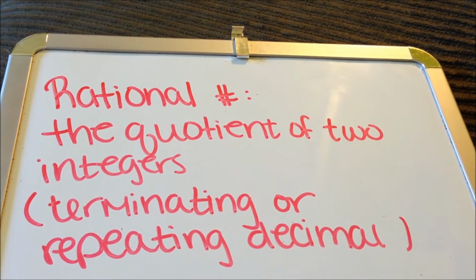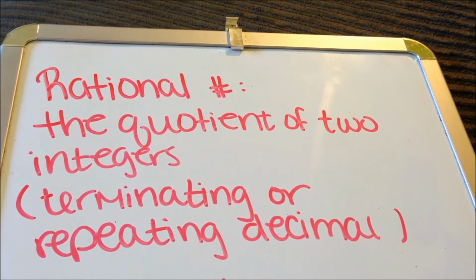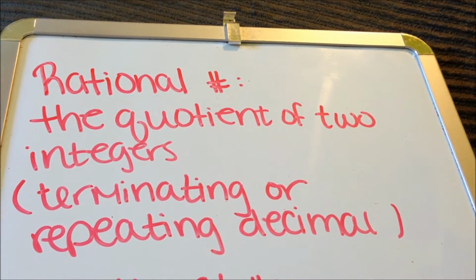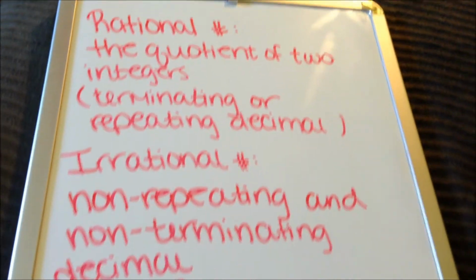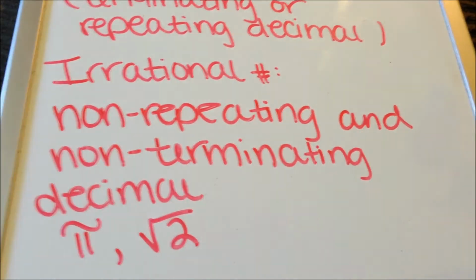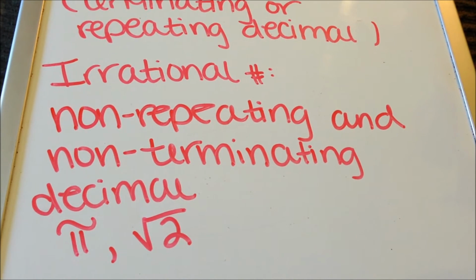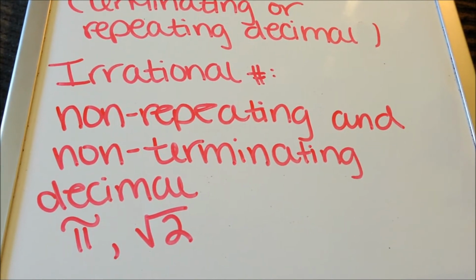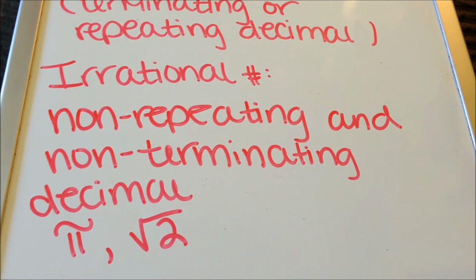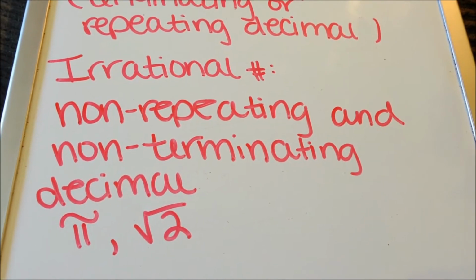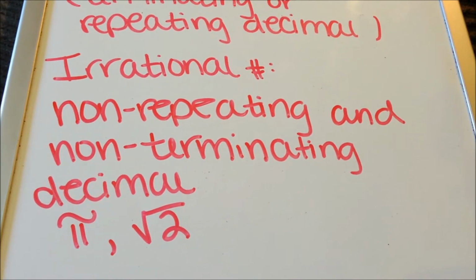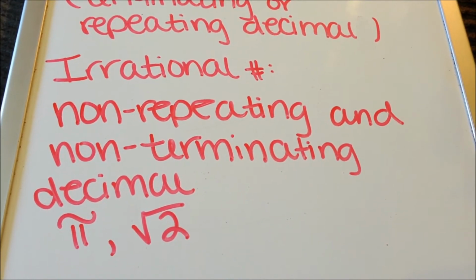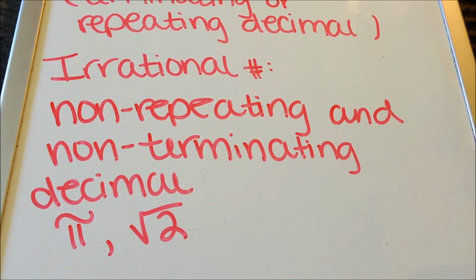A rational number is defined as the quotient of two integers. A rational number can also be represented as a terminating or a repeating decimal. And finally, an irrational number is both a non-repeating and a non-terminating decimal. For example, pi, which is approximately 3.14, is actually a non-repeating and non-terminating decimal. Same thing with the square root of 2.